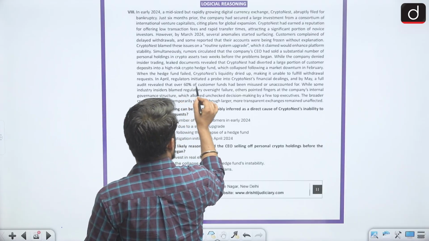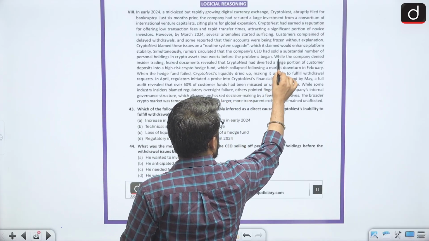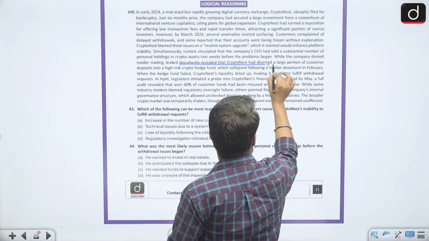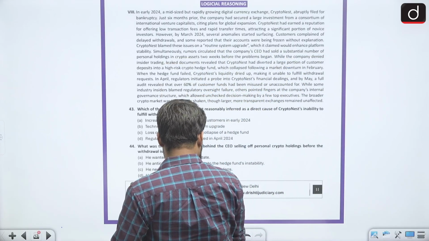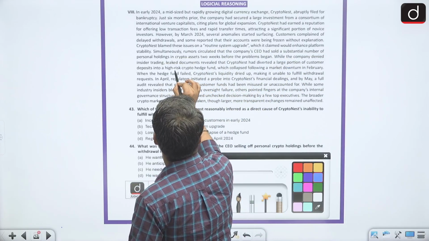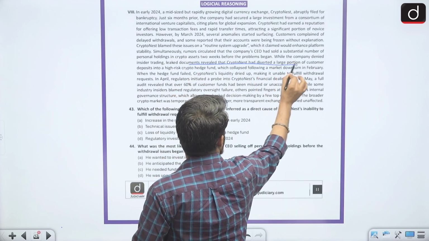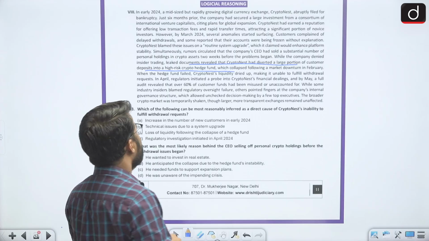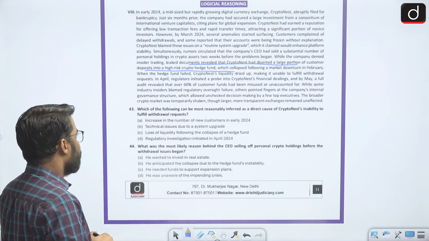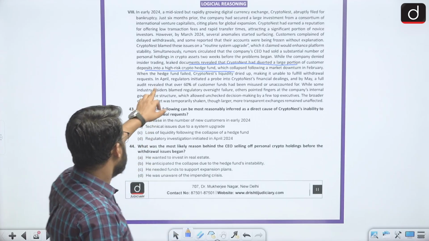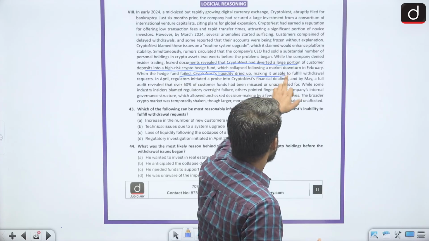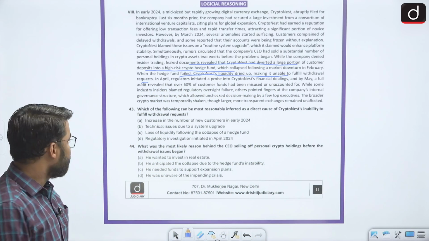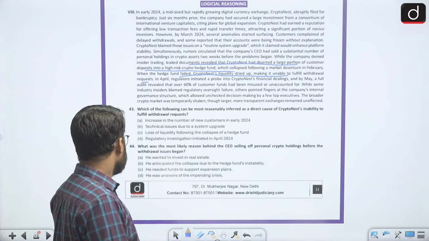See, while the company denied, leaked documents revealed that CryptoNest had diverted a large portion of customer deposits into a high risk crypto hedge fund, which collapsed following a market downturn in February. When the hedge fund failed, CryptoNest's liquidity dried up, making it unable to fulfill withdrawal requests. So this was clearly written in the passage. Now let's see where it is in the options.